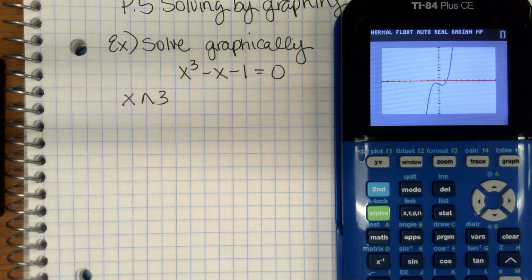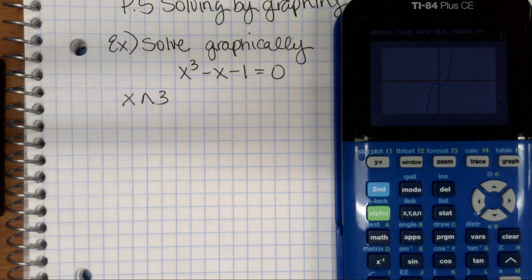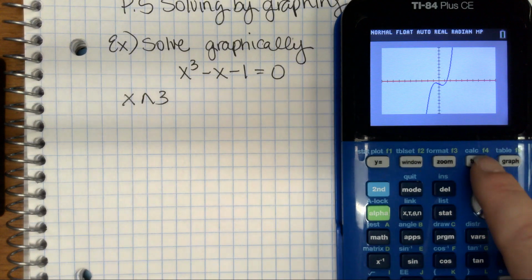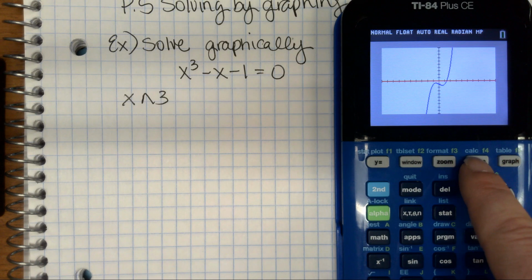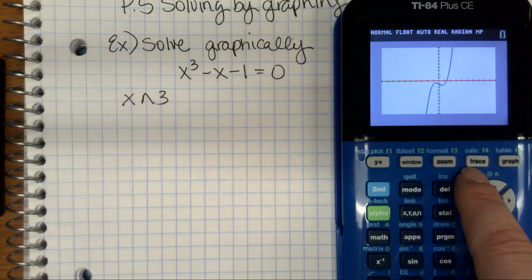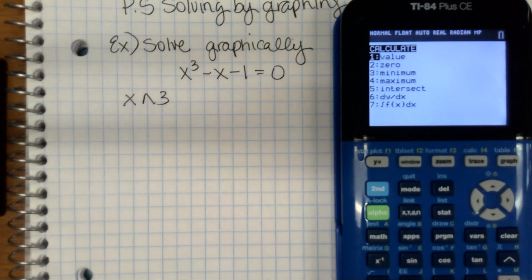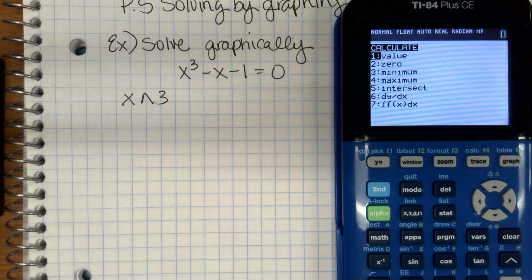All right, are we ready? Okay, all of the calculations are under the second trace. So you see that there's a little word calc there, under the trace. So you're gonna hit the second key and the trace key, and you should get a menu that looks like that. Second trace. All right, we're gonna do number 5, the intersect. You can either arrow down or hit enter.